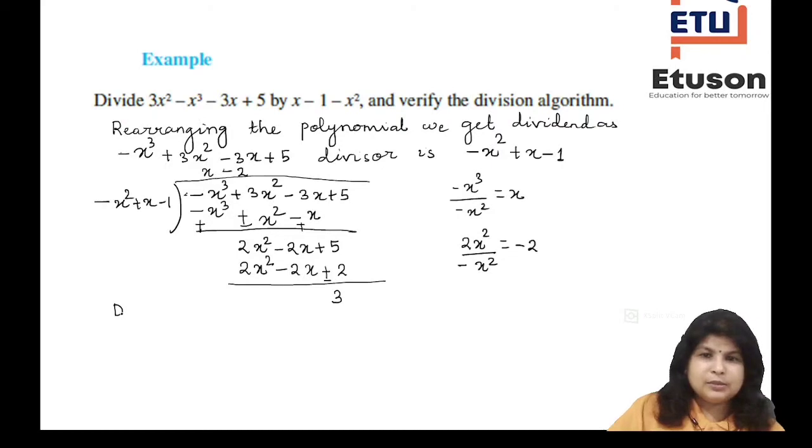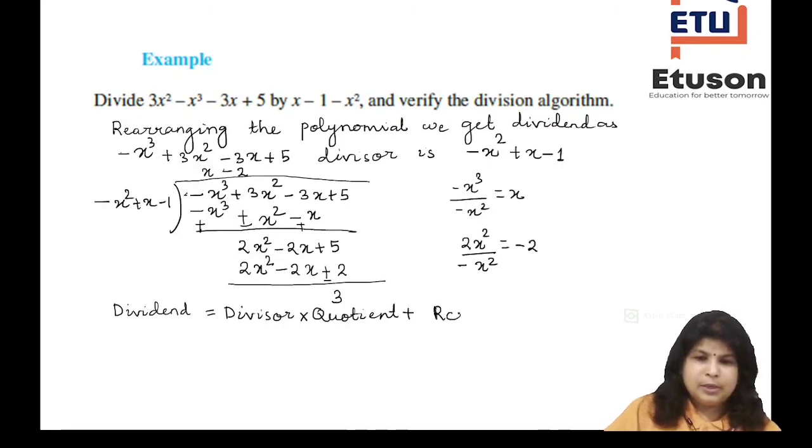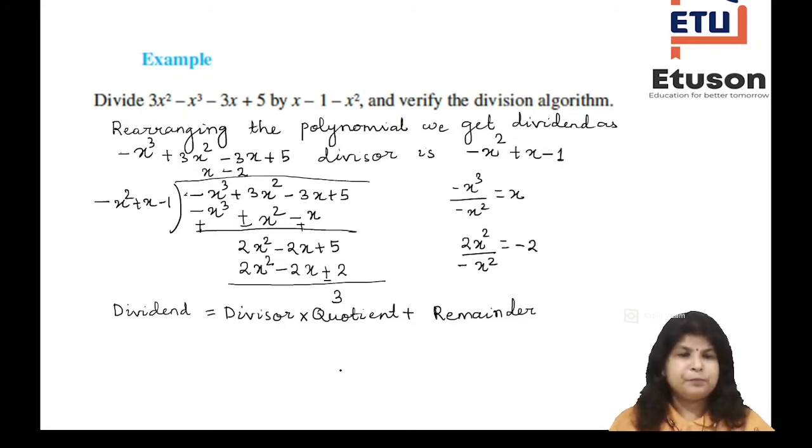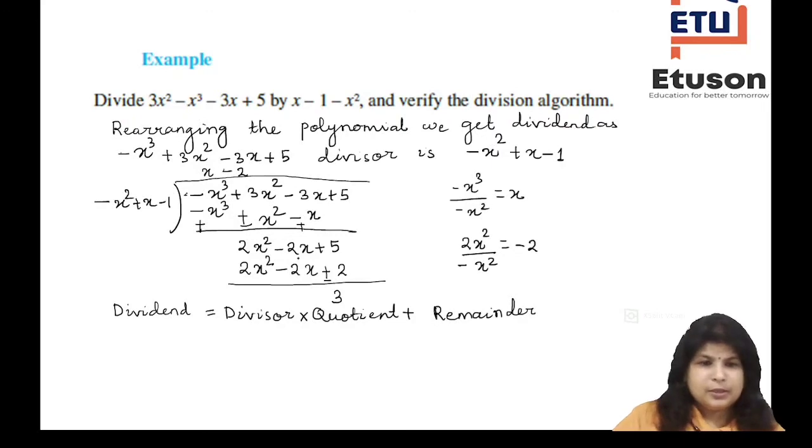So what is the division algorithm? You have to check that dividend is equal to divisor into quotient plus remainder. Okay, so how much will you get then? So let us see.